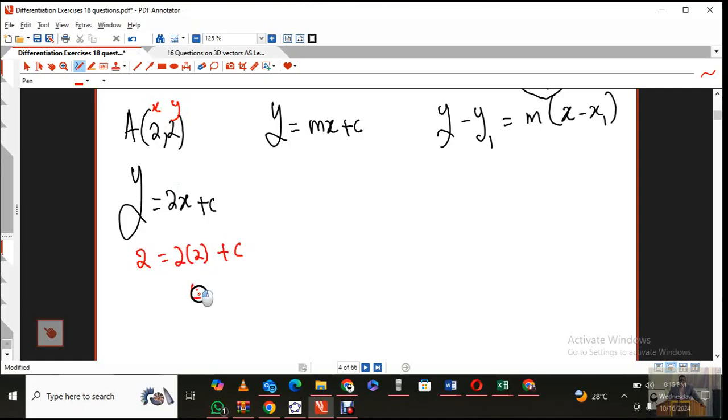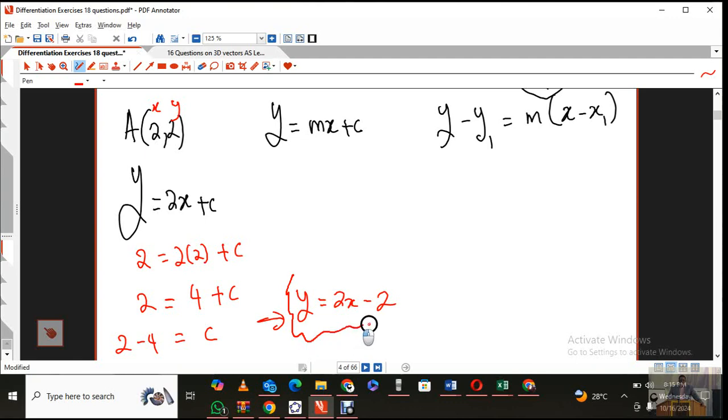So what this allows you to do is to find the value of c, okay? And the equation will be y equals 2x minus 2. So this is the equation in the gradient-intercept form. This is the equation of the tangent.